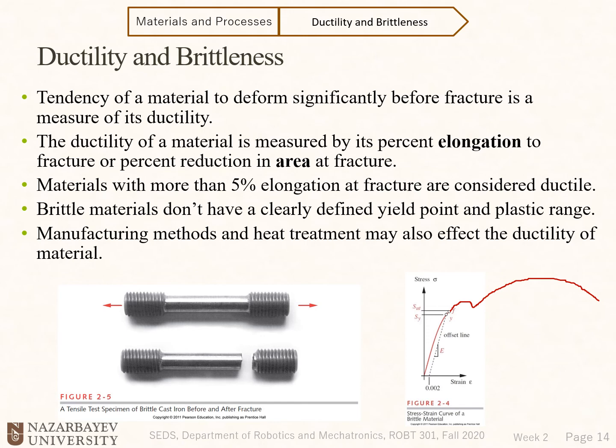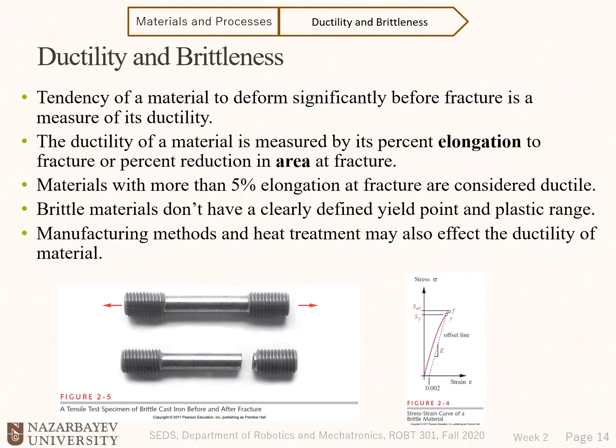But anyway, if you put that specimen under the UTM machine and extract that stress strain, we will see a much less plasticity region. So we could call it brittle, yes? Brittle materials don't have a clearly defined yield point and plastic region. So here we have our ductile material, yes? This ductile material doesn't have a very clear yield point.